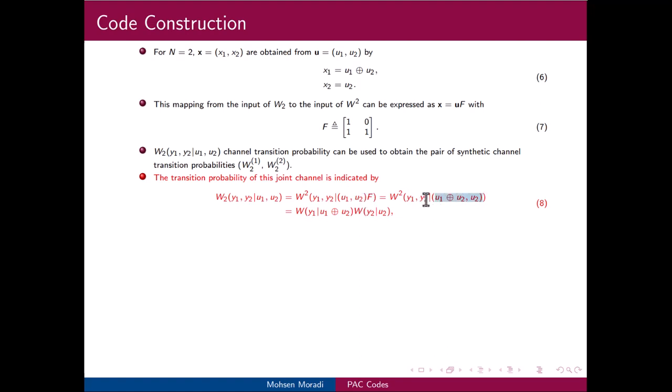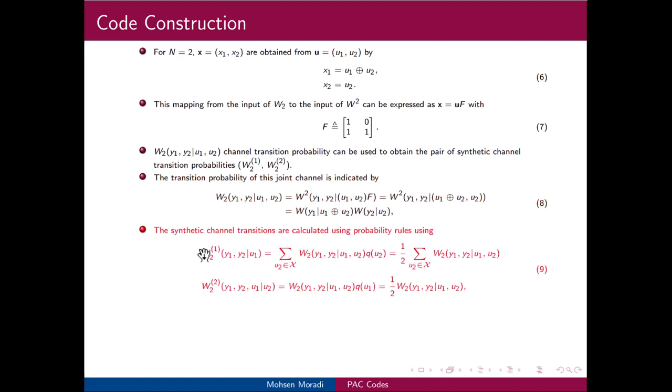And I said that we have two independent copies of the channel. One copy of the channel is Y1 given X1. Another copy is Y2 given X2. How do we obtain synthetic channels that have Y1, Y2 as output and U1 as input? With the total probability theorem, we can write Y1, Y2, U2 given U1, summing over all U2.